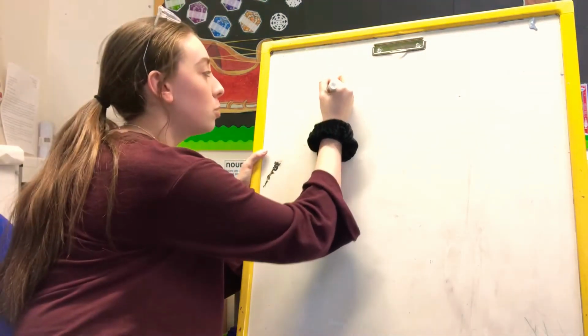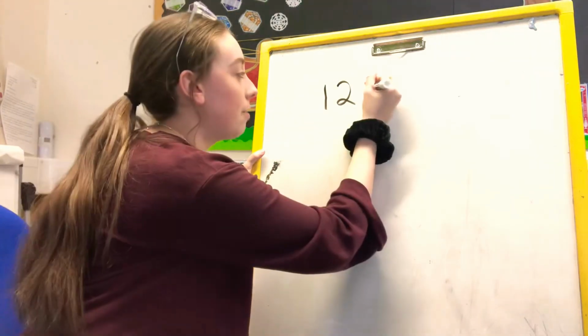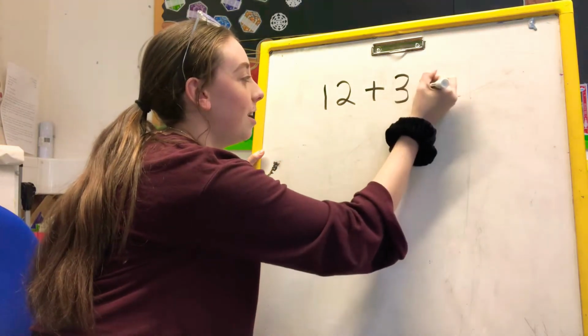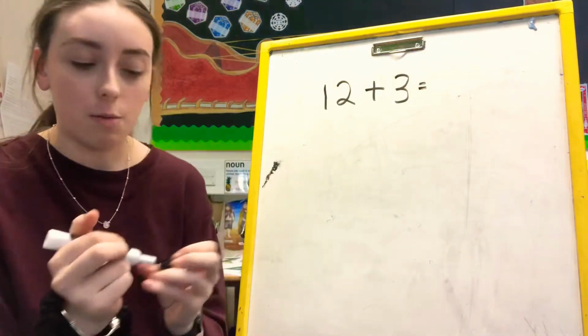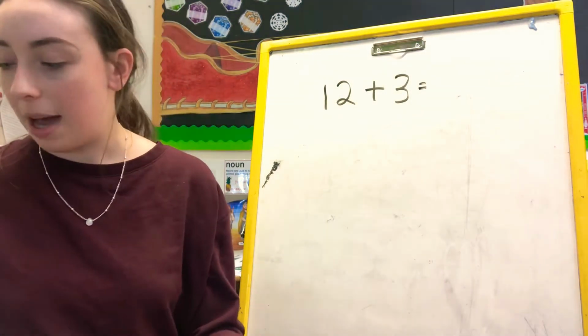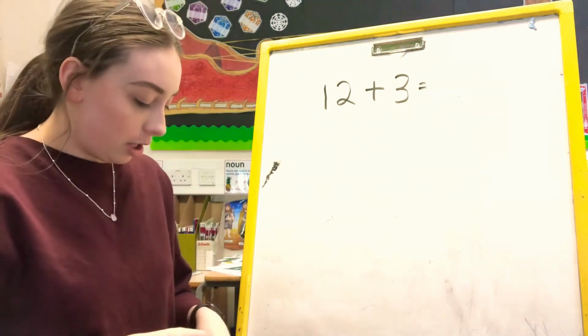So I have 12 sweets. And then Mr. Harry gives me 3 more. And we need to find out how much that equals. So I'm going to get my sweets and I'm going to pop them onto the board so we can see.